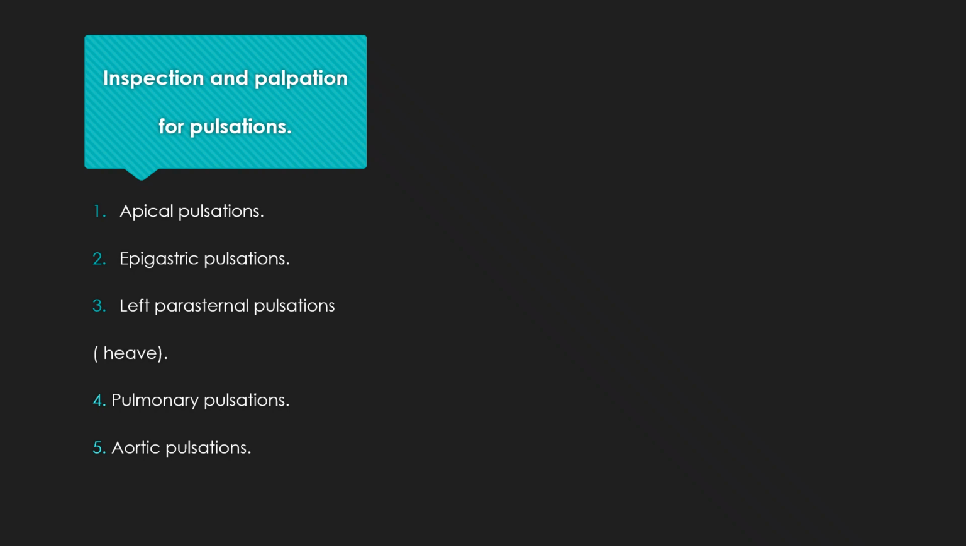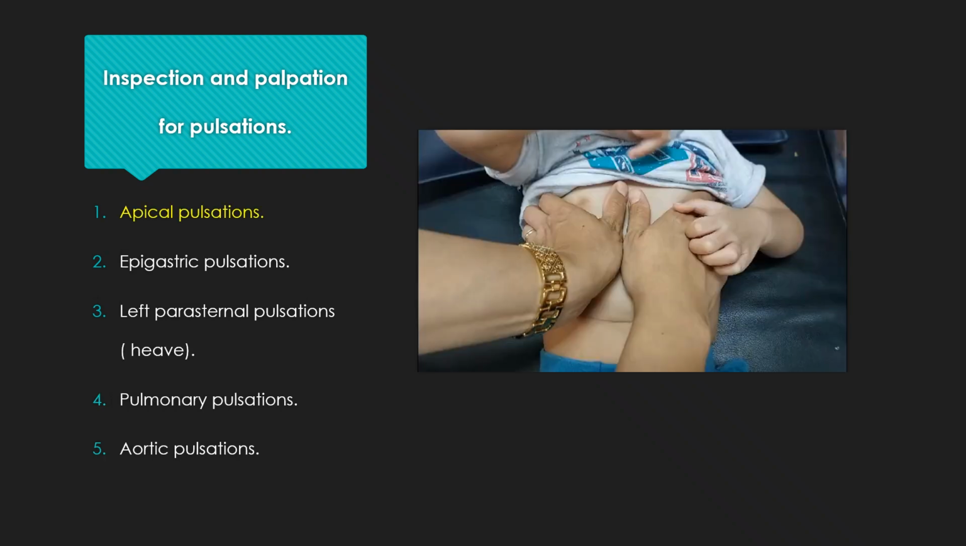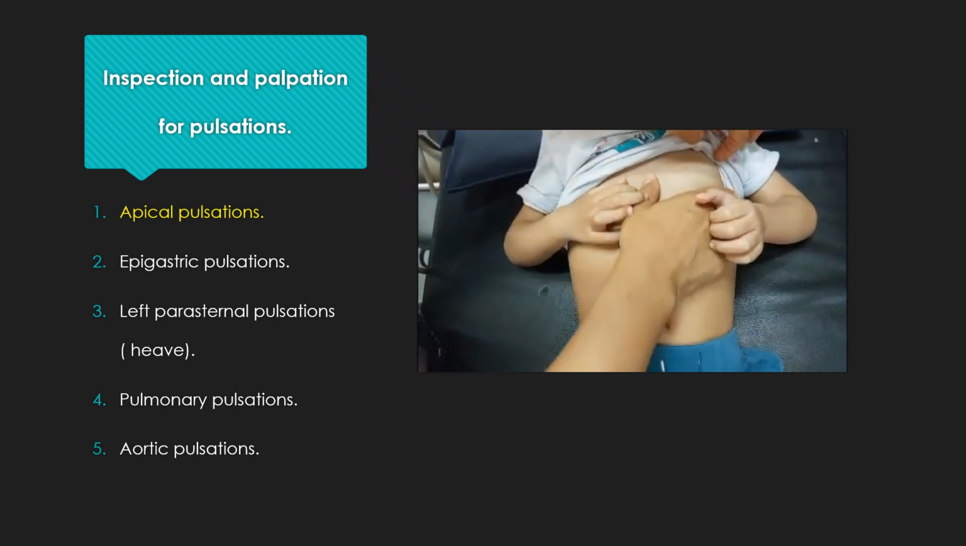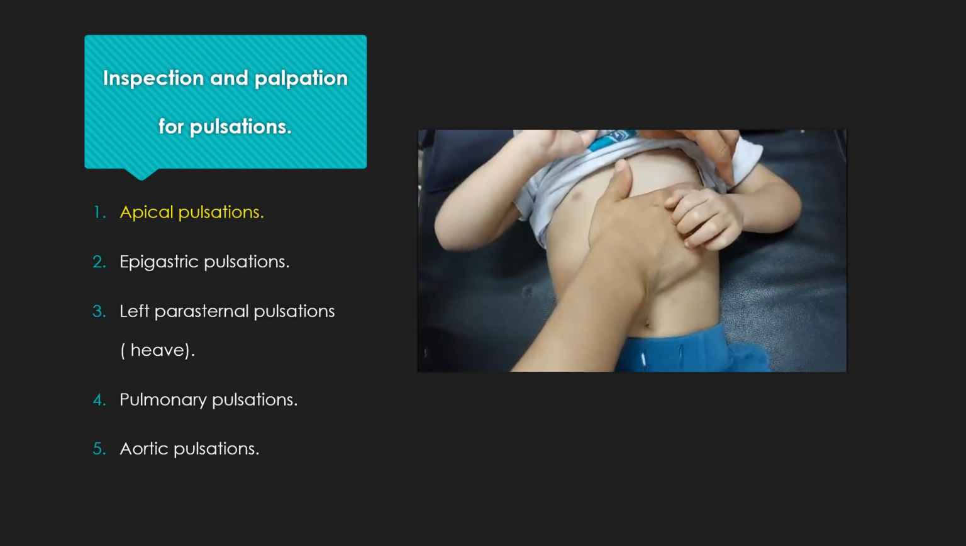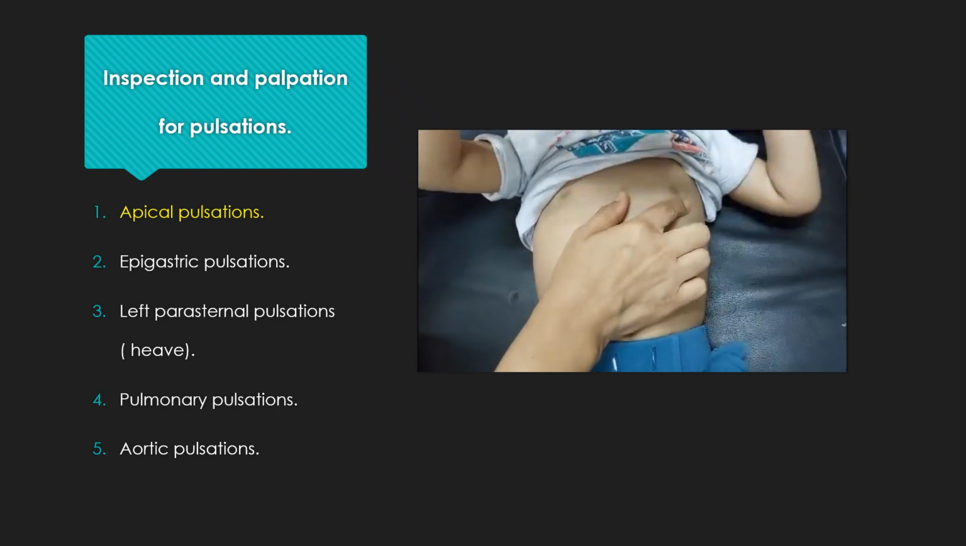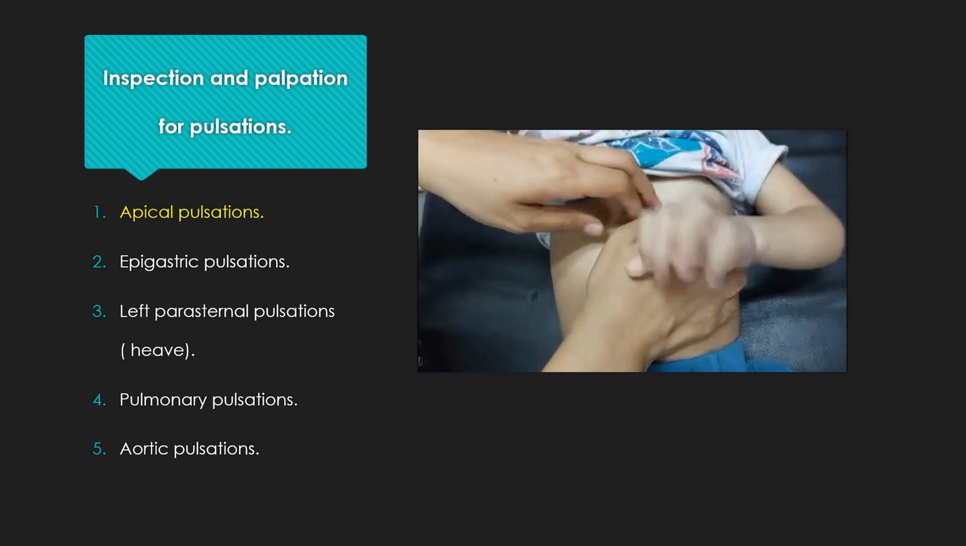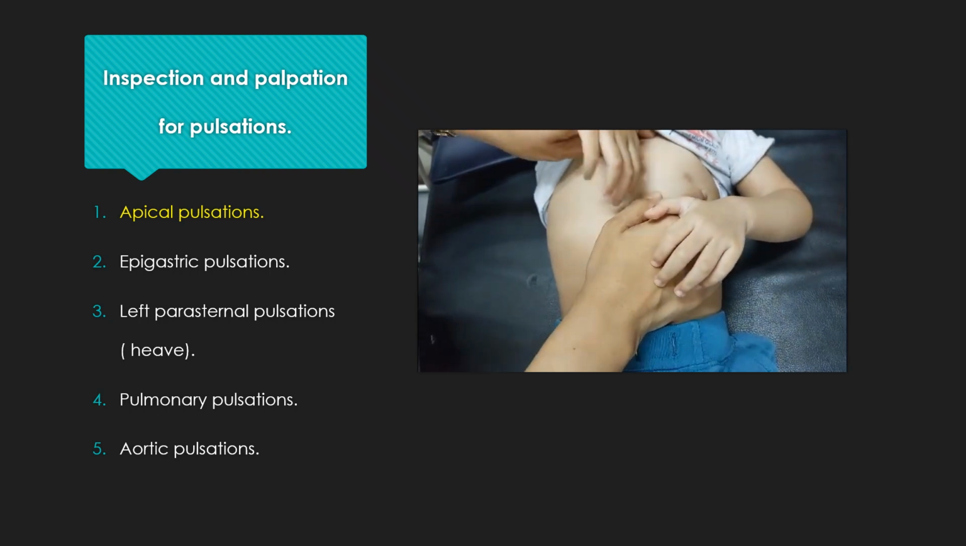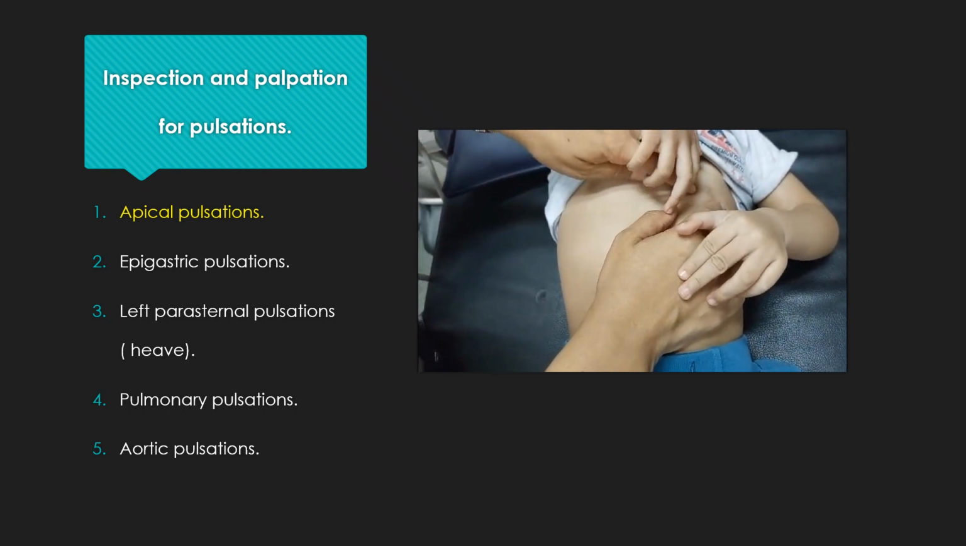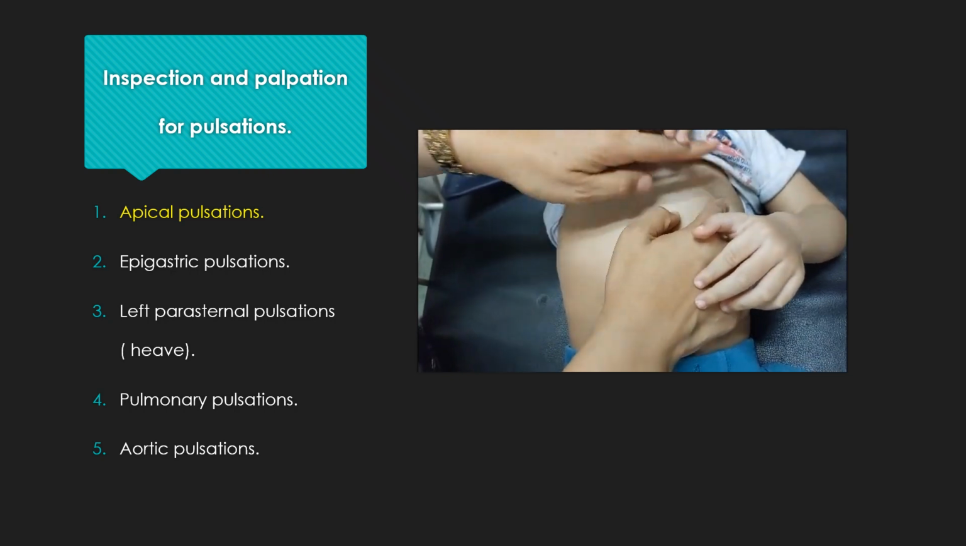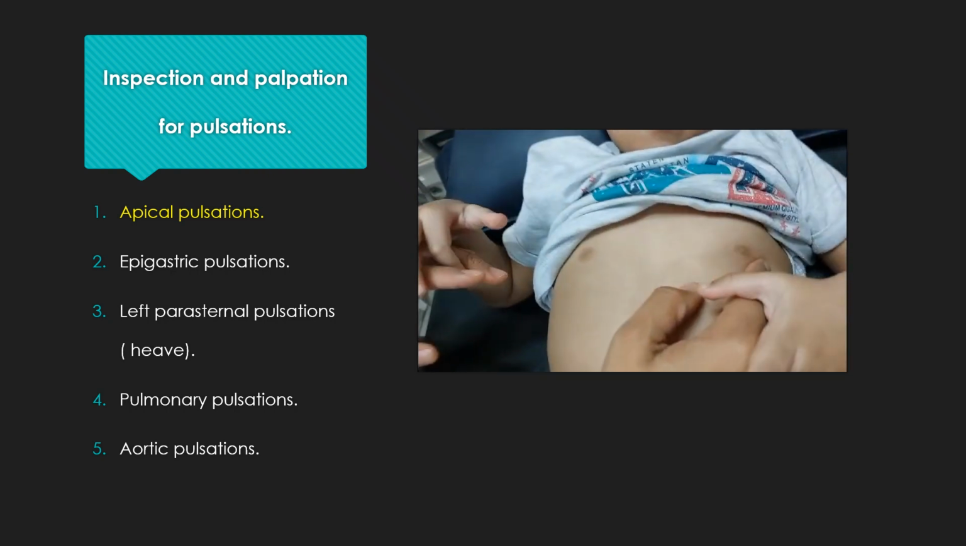Then we have to go for the pulsations, including the apical pulsations, epigastric pulsations, left parasternal pulsations, as well as pulmonary and aortic pulsations. First, to detect the apical pulsations, we have to ensure there is no dextrocardia, and then we localize the apex with the whole hand, and then by one finger, and then use the other hand to count the intercostal spaces so that you can describe the site of the apex.